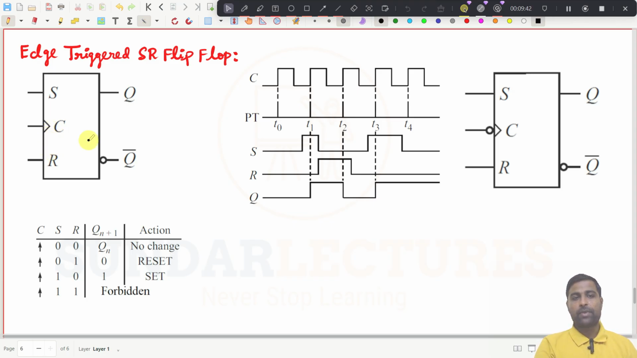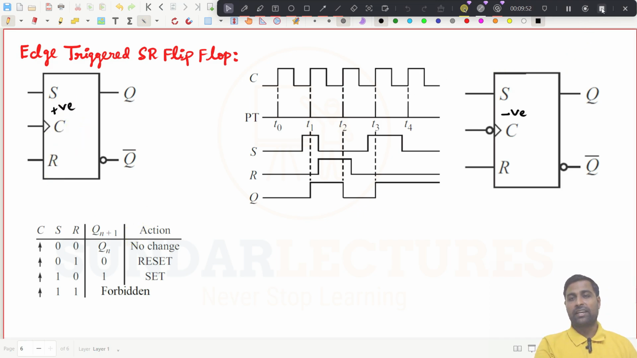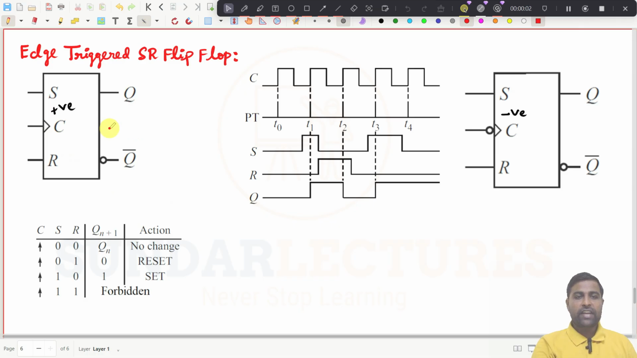Edge triggered flip flop. If there is a knot here, then this is a negative edge triggered flip flop. And if there is no knot here, then it is a positive edge triggered flip flop. That's all. Very simply you can understand like that. Now we have taken here positive edge trigger. Maybe the symbol they will give like this. And if they are giving like this, then this is negative edge trigger.